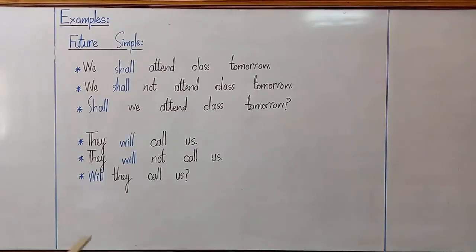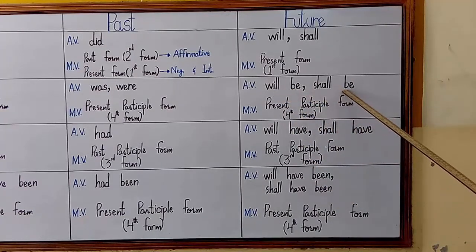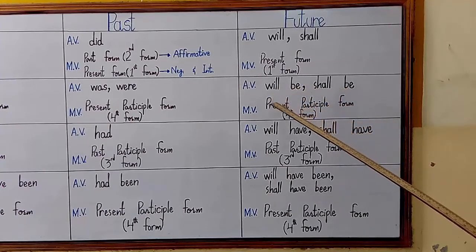These sentences on the board are the examples for future simple with the usage of shall and will as auxiliary verbs and the present form of main verb. We shall attend class tomorrow. We shall not attend class tomorrow. Shall we attend class tomorrow? They will call us. They will not call us. Will they call us?